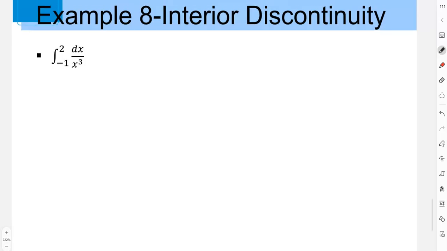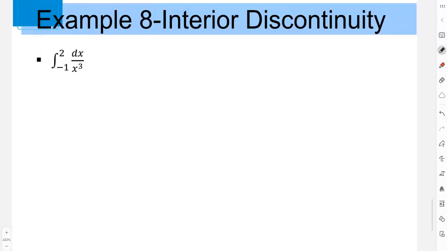So let's look at another one. If I look at the function 1 over x cubed, we have a discontinuity at 0, but they want us to evaluate from negative 1 to 2. So this is where we're going to have to split this, where the discontinuity is. So I'm rewriting this from negative 1 to 0, x to the negative 3 dx, plus 0 to 2, x to the negative 3 dx.